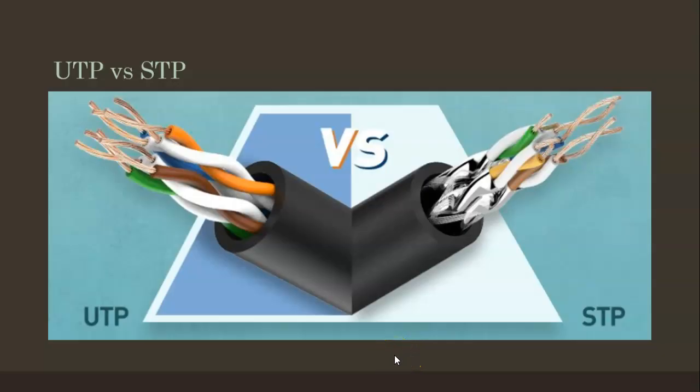99% of us are going to come in contact with Cat 5, Cat 6 type cabling, and they're going to come in two different types. You're going to have unshielded twisted pair and shielded twisted pair. And now we're going to look at the pros and cons of each.